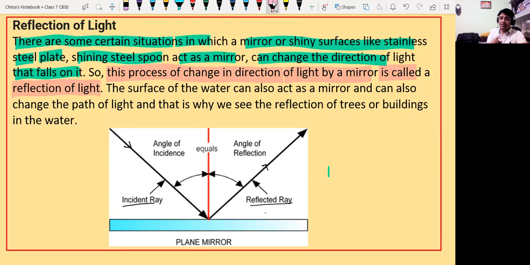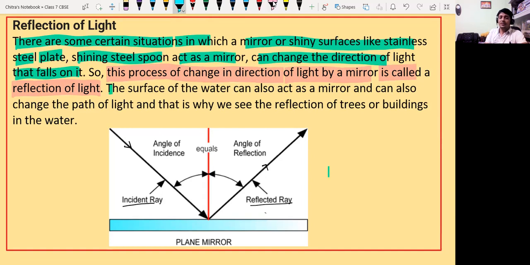I have highlighted it with red color. This is the definition for the reflection of light. The change in direction of light by any surface is called reflection of light. It is a definition.